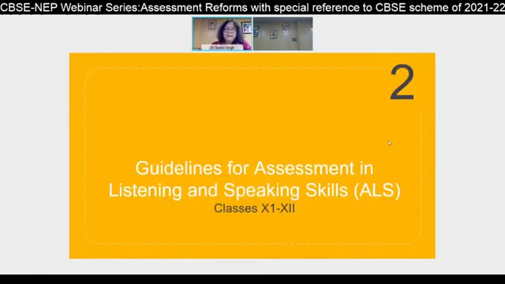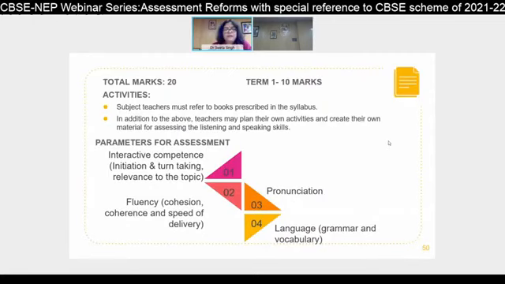For classes 11th and 12th, for the first term, the guidelines are the same as we have just told. Next slide, please. For the first term, there would be 10 marks assigned for assessment of listening and speaking skills. As far as classes 11th and 12th are concerned, subject teachers must refer to the books prescribed in their syllabus, as well as plan their own activities and create their own material for this assessment. The parameters for assessment naturally remain the same: interactive competence, fluency, pronunciation, and language.